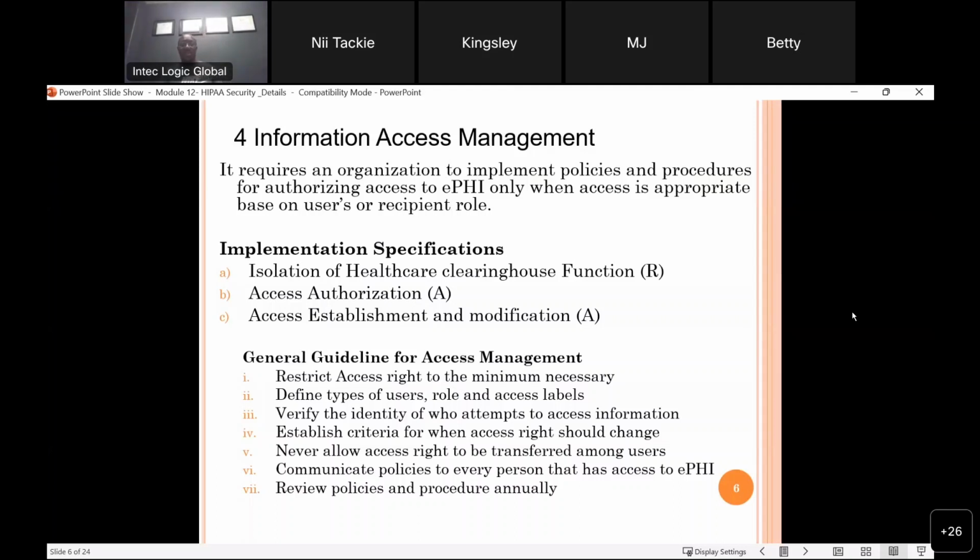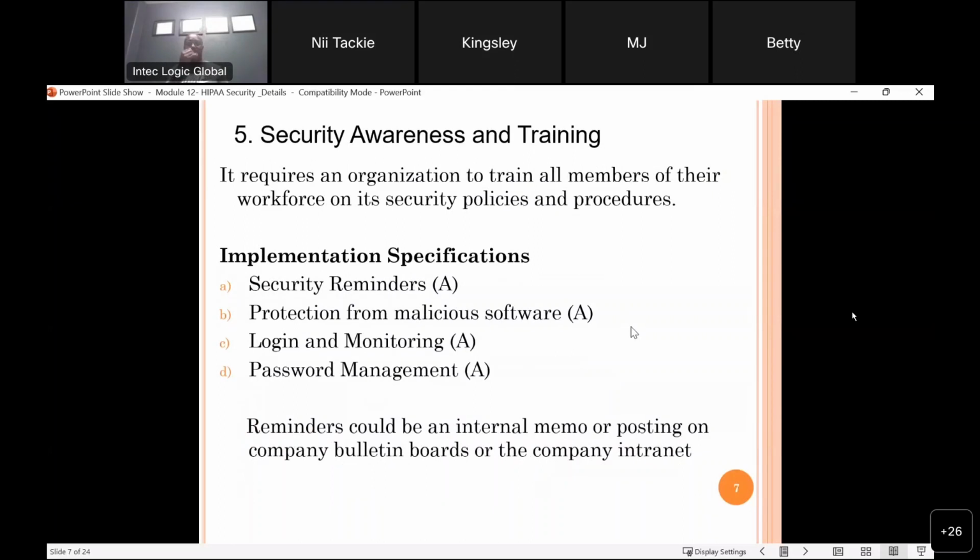Then review policies and procedures annually, right? HIPAA requires that policies and procedures must be reviewed every year. So security awareness and training, that is standard 2. It requires an organization to train all members of their workforce on its security policies and procedures, right? The covered entity, your staff, people must be trained. You need to send security reminders.